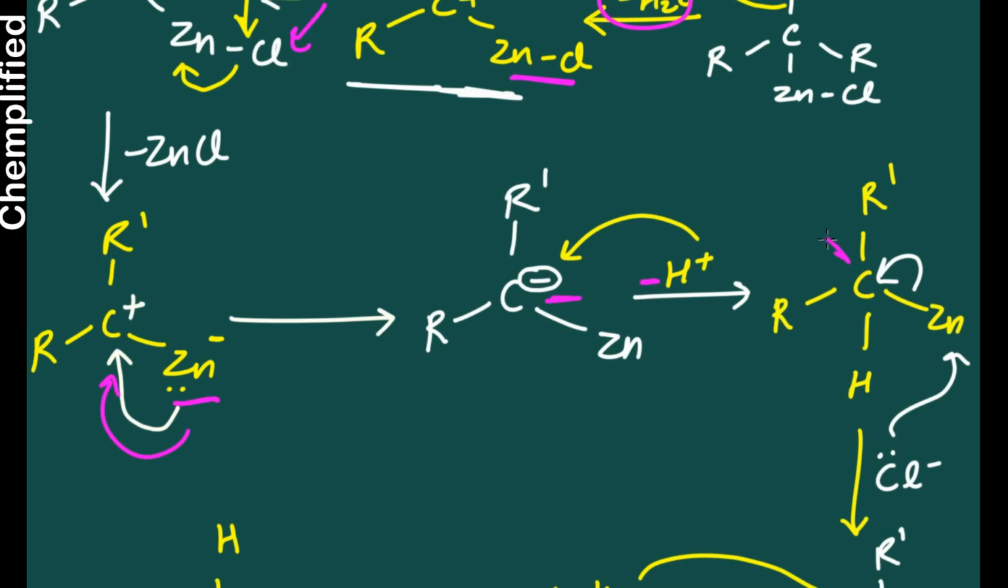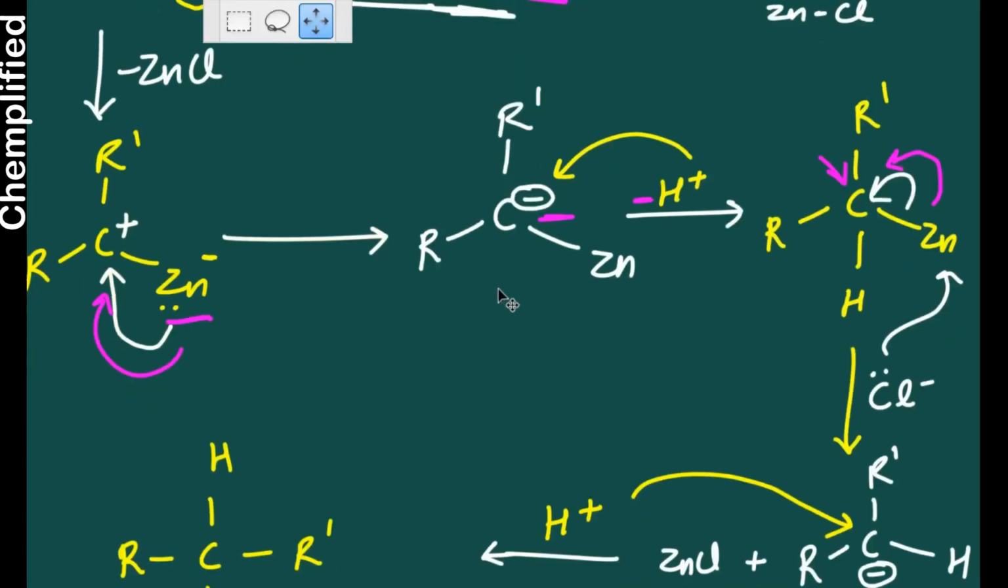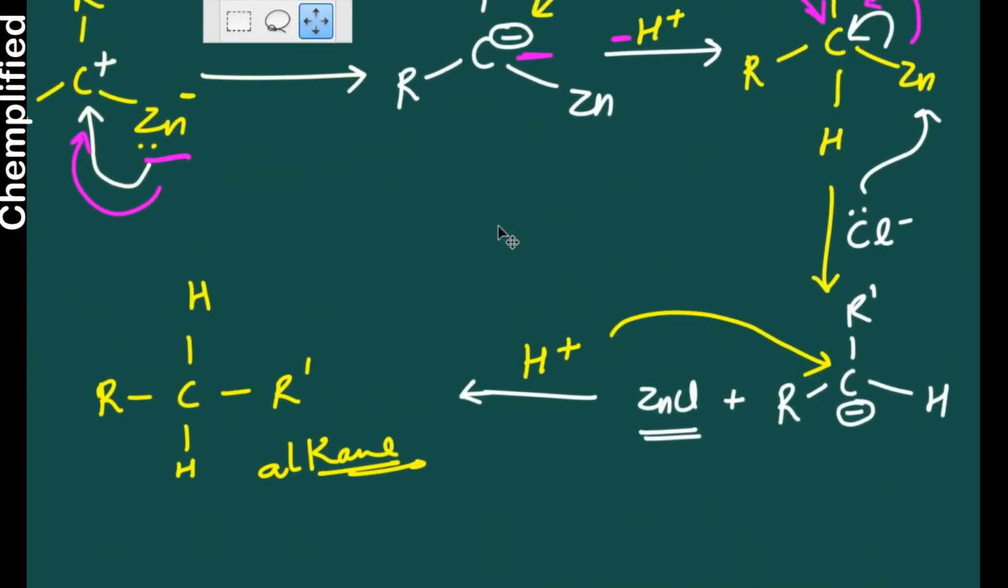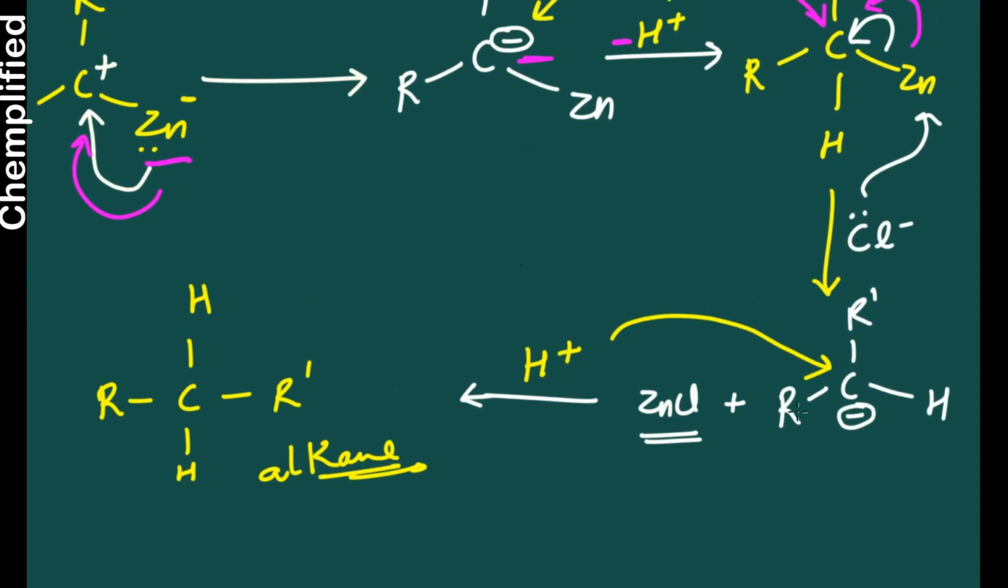Carbon has all its valencies complete. Now the bond between zinc and carbon will get broken, and the electrons will be transferred to carbon, creating a carbanion again. Right? After the creation of the carbanion, H plus will now attack the carbon and will create your final product, the alkane.